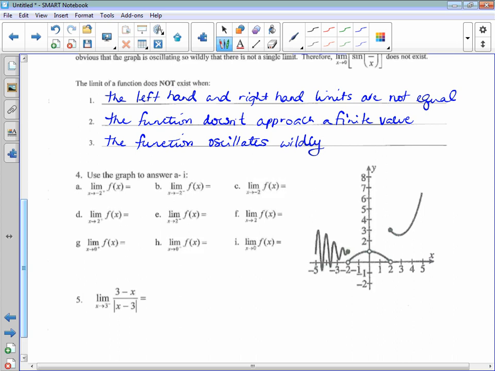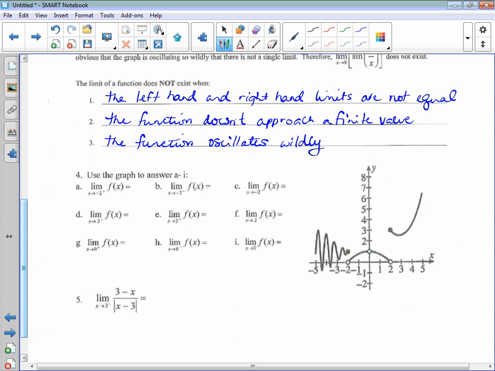Let's try these A through I. Don't worry about 5 yet. Try getting these from the graph here, okay? Letter B is kind of tricky. What do you think I'm trying to get at with -2 from the left? What am I trying to show in that graph? It's oscillating wildly, she told us, okay?